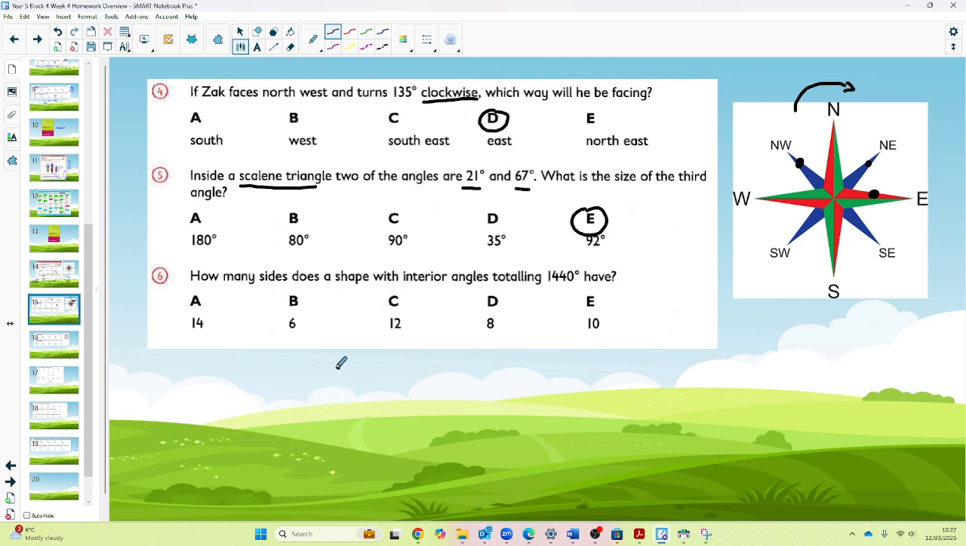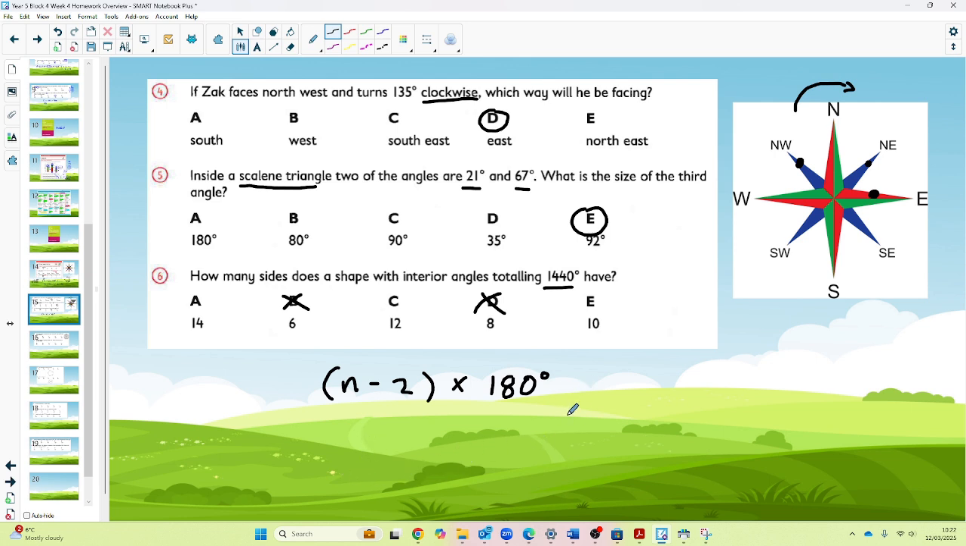So remember, it's n take away 2 times 180. Now, if you remember back to when we had the octagon, the 8-sided shape, and we did 8 take away 2 times 180, we got 1080 degrees. Well, that isn't quite enough. So looking at your answer options, you can rule out, for example, 6. We'll rule out the 8, which we've just discussed, and that just limits your choices.